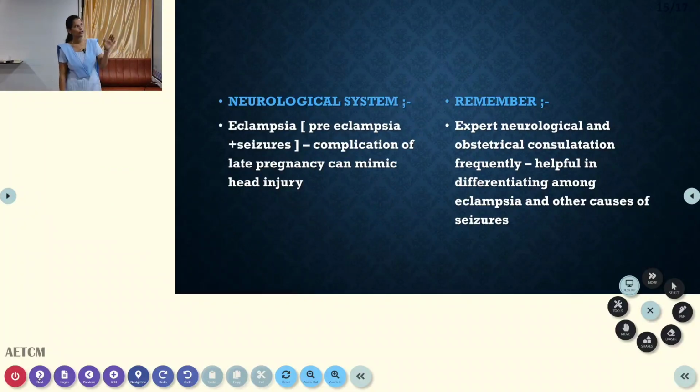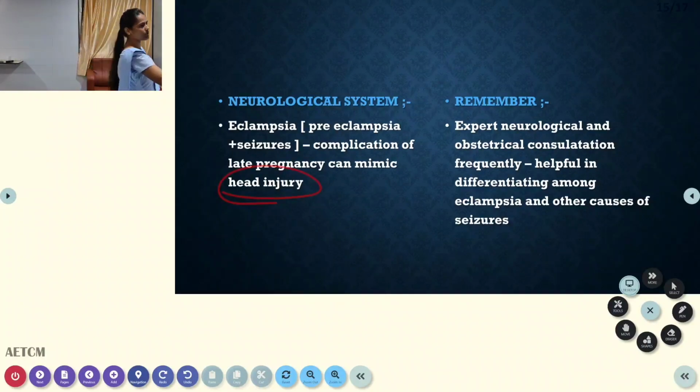And next thing, in the neurological system, mainly eclampsia. Eclampsia means pre-eclampsia plus seizures; the patient has hypertension and seizures. It's a late complication of pregnancy, but it can mimic a head injury. So what we need to remember is to obtain expert neurological and obstetrical consultation frequently. It is helpful in differentiating eclampsia from other causes of seizures.